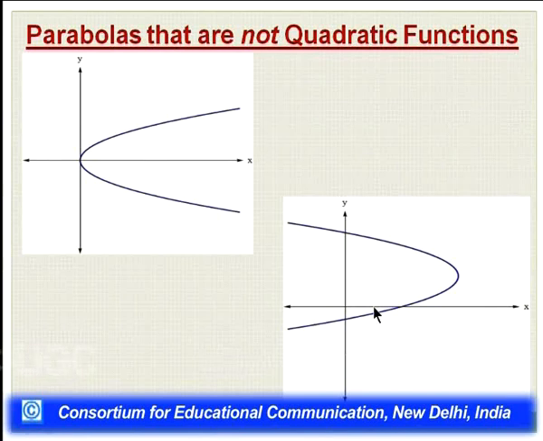any one of these graphs, these parabolas would fail the vertical line test for a function. So these parabolas don't even define a function, leave alone quadratic functions. So we're not going to be considering parabolas where the axis of symmetry is horizontal as quadratic functions.